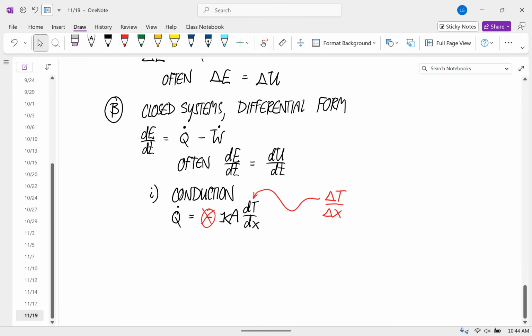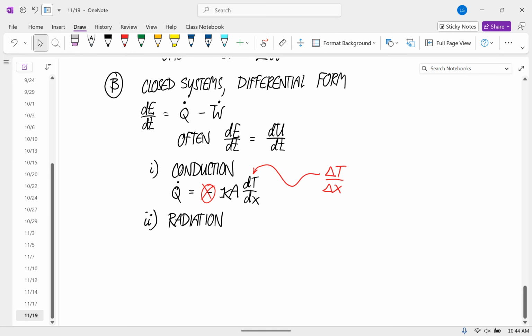Next is radiation. This is the only one that transfers through empty space, and we have two forms for this. We have Q dot is equal to the emissivity times the universal Stefan-Boltzmann constant times the surface area of the object times the temperature to the fourth power.